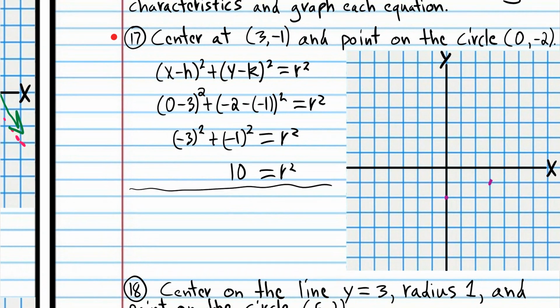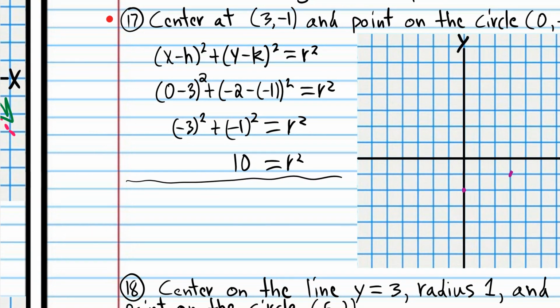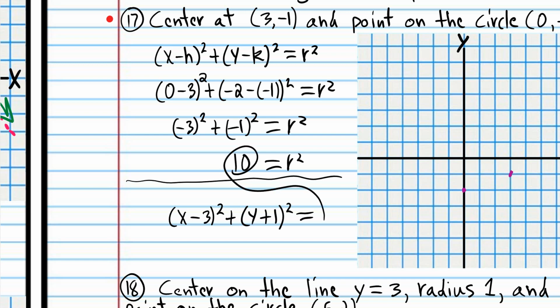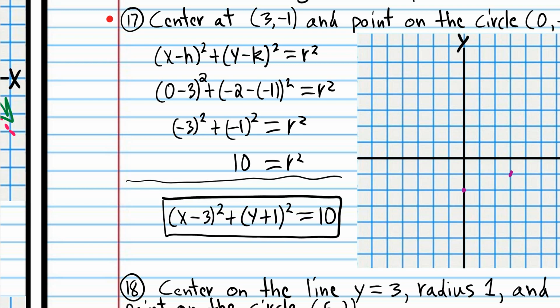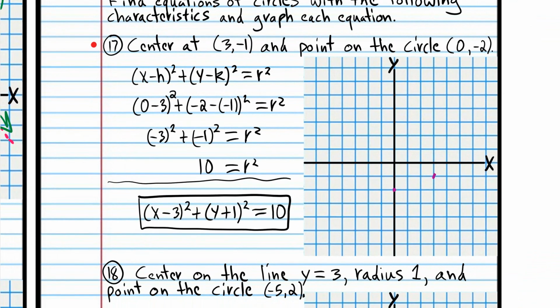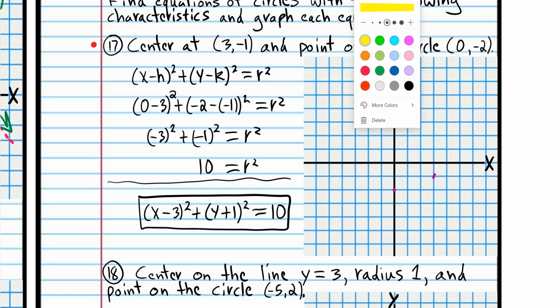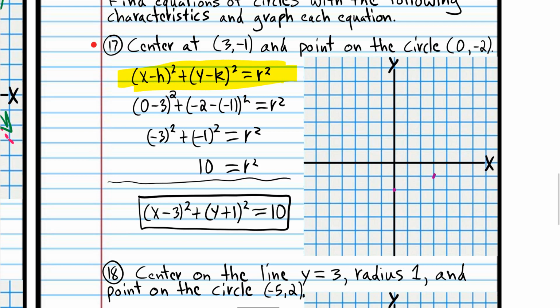So the equation is x minus the x value of the center squared plus y minus the y value of the center squared. So it's a double negative, it changes to positive, is equal to r squared, but we know r squared is 10. So we didn't actually have to find r to write the equation, we just had to find r squared. Because remember, this is the general form of the equation up here. And the right side of the equation is r squared, not r.